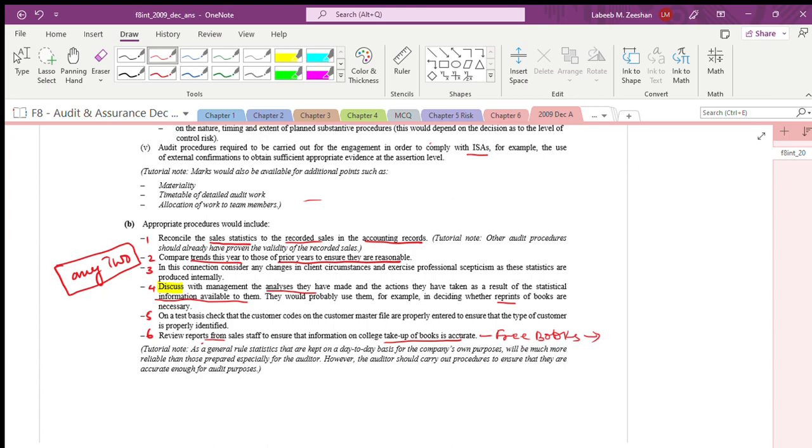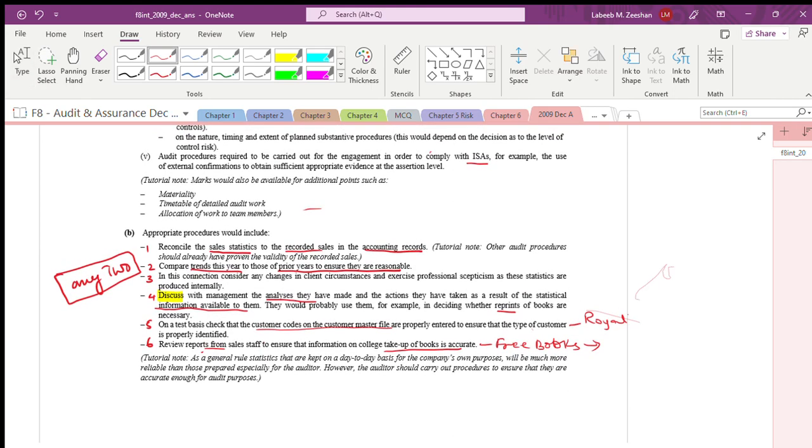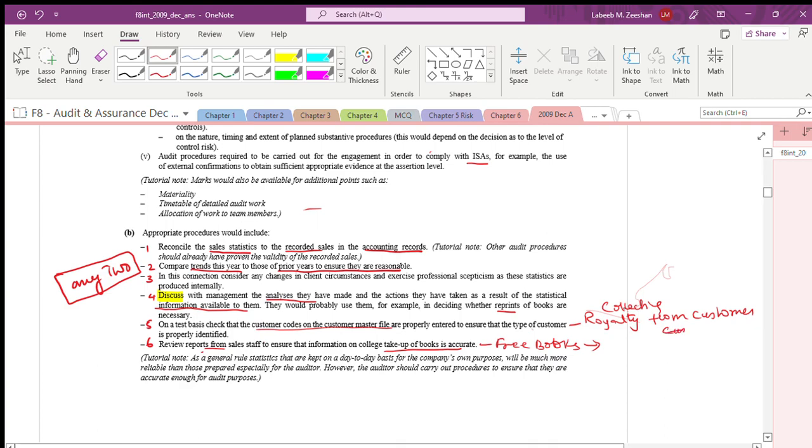On a test basis, check customer codes on the customer master file. From whom are we collecting royalty? If you are collecting royalty from customers, you should have that code on the sales invoice and dispatch. That is what we have to make sure.